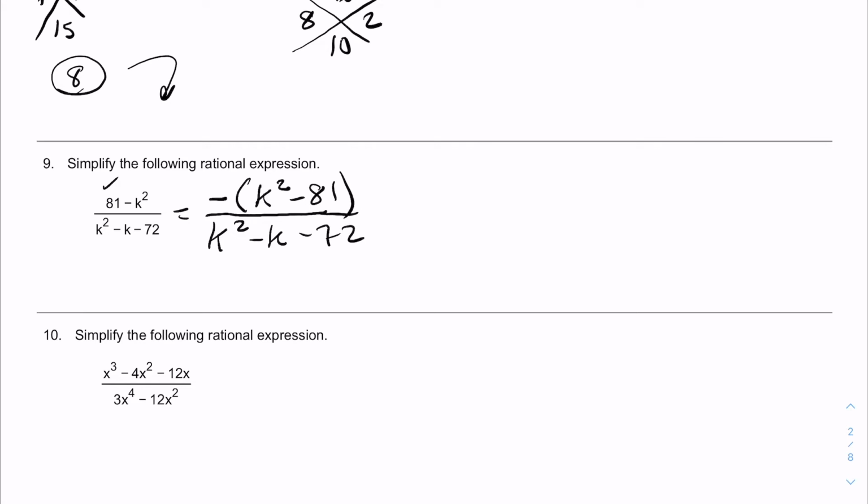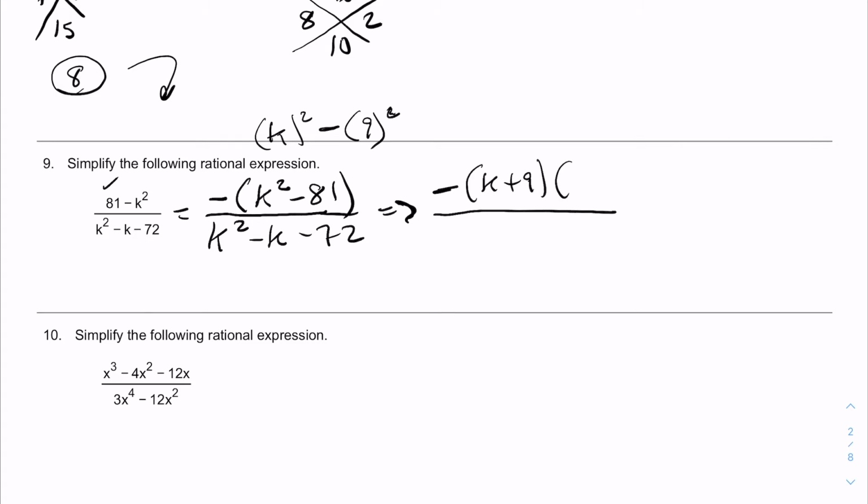And so up top, you're going to notice that this is a very special perfect square, k, minus another special 9 squared, which is a perfect square. So that just factors down to k plus 9 times k minus 9.